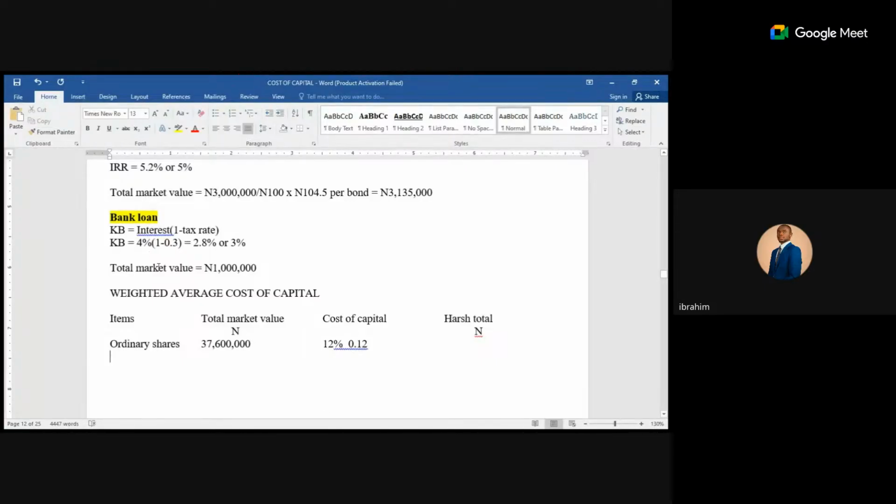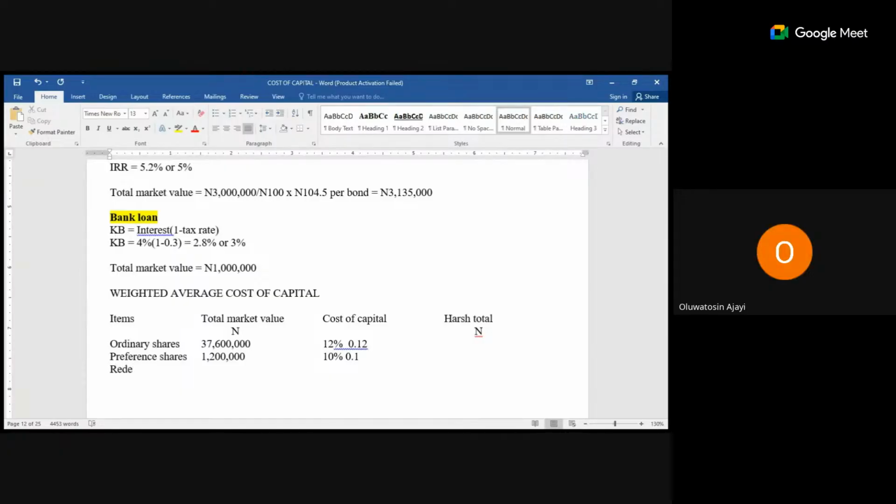Okay. So the next one is what? That's preference shares. So what is the market value for preference shares? 1.2 million. So what is the percentage? 10%. 0.1.